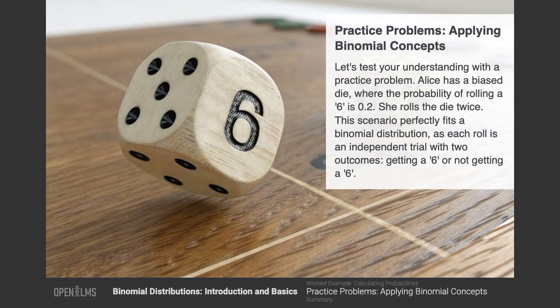Practice problems, applying binomial concepts. Let's test your understanding with a practice problem. Alice has a biased die, where the probability of rolling a 6 is 0.2. She rolls the die twice. This scenario perfectly fits a binomial distribution, as each roll is an independent trial with 2 outcomes, getting a 6 or not getting a 6.